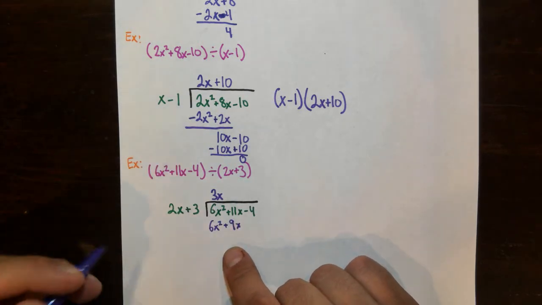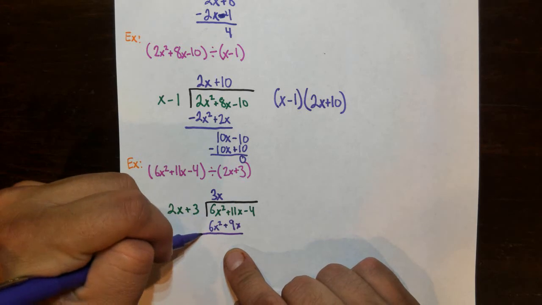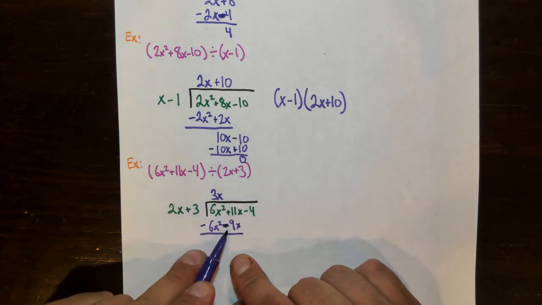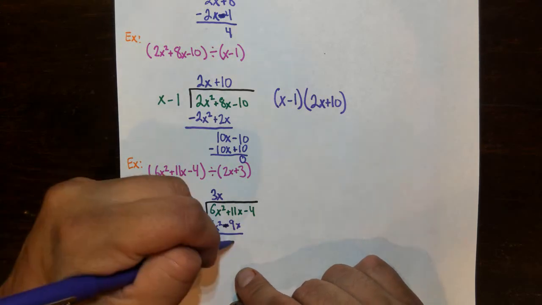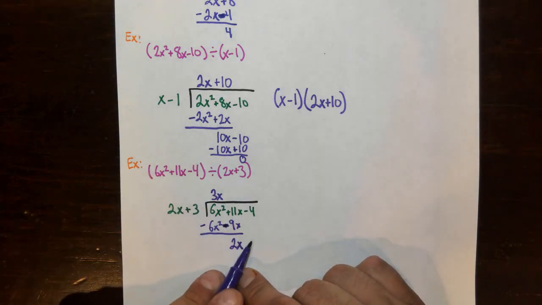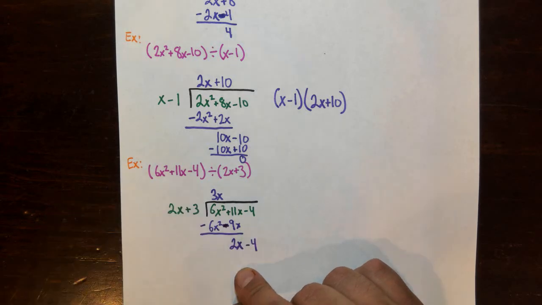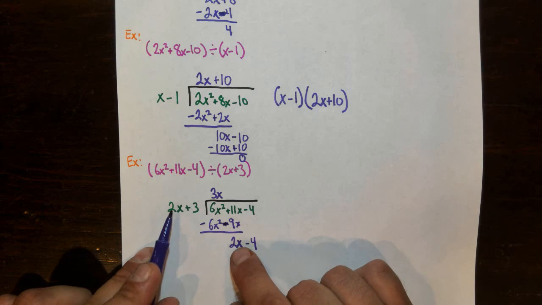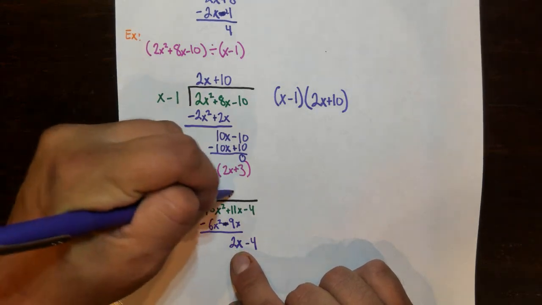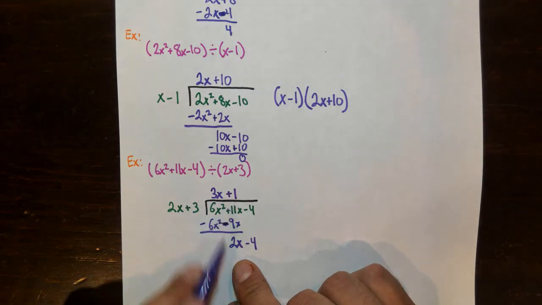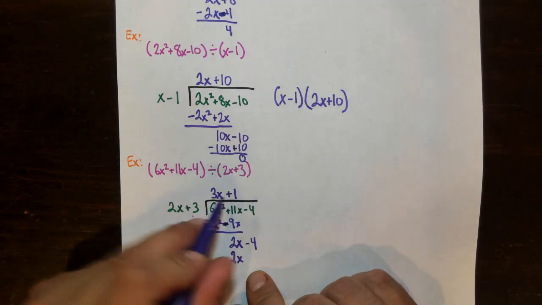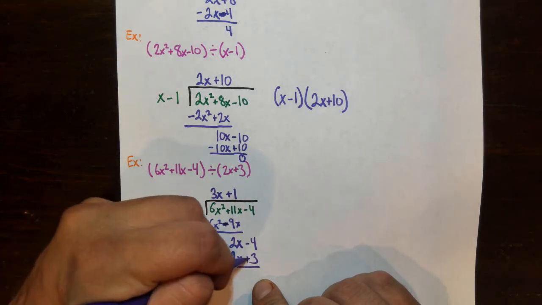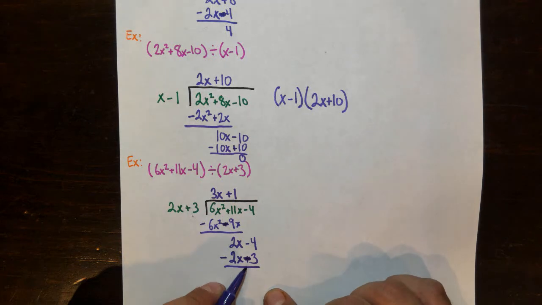Plus 9x. My apologies. And then we're going to switch the signs. So negative, negative. 11x minus 9x is 2x. And then I drop down my last term, minus 4. And then I think, okay, let's see here. 2x times what gives me 2x? Well, that what is 1. 2x times 1 is 2x. 3 times 1 is 3. And then switch the signs. So minus, minus, negative 4 minus 3 is negative 7.